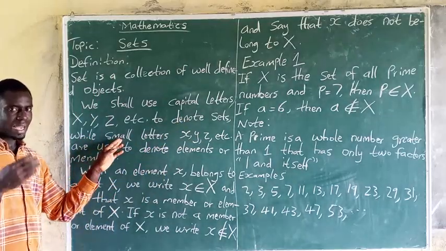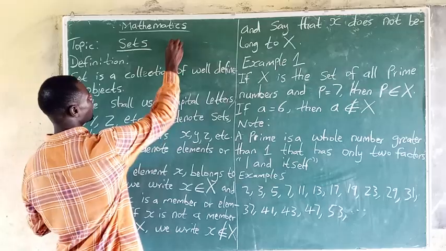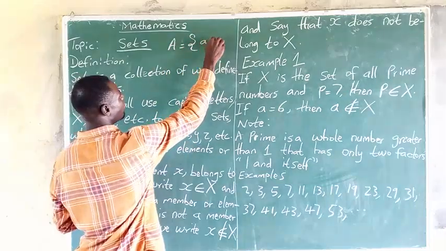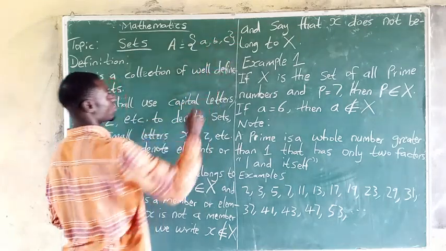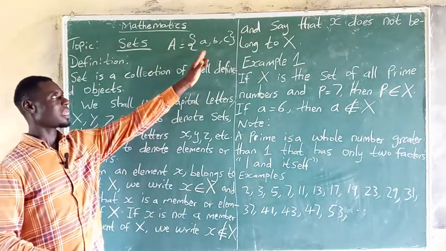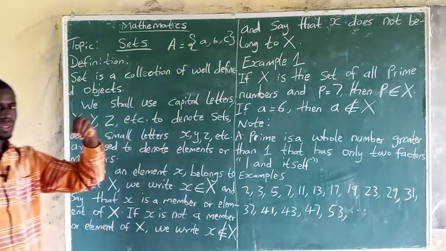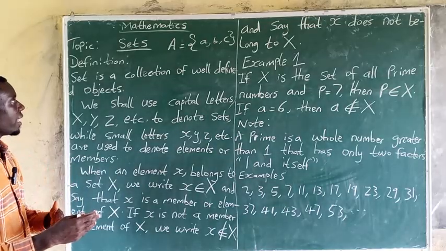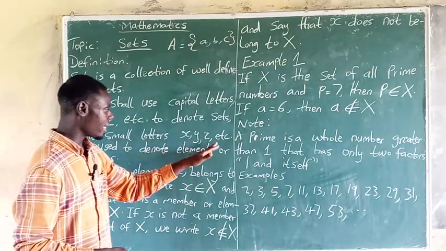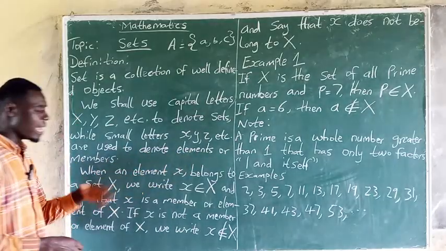While small letters, like I told you, for example, if you want to write a set, you use curly brackets, maybe a, comma, b, comma, c, something like this. You observe that this is the set. The set A has elements a, b, c. But the a, b, c there are small letters. They are the elements or members. So we say small letters x, y, z, etc. are used to denote elements or members.